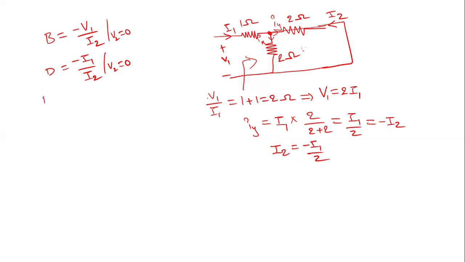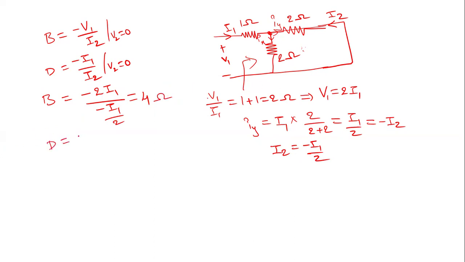Now if you see B, what is B? B is minus V1 by I2. V1 I can write as 2I1, divided by I2, which can be written as minus I1 by 2. So this minus and minus get cancelled, I1 gets cancelled, and we get B is 4. The units are ohms only. This is transfer impedance.